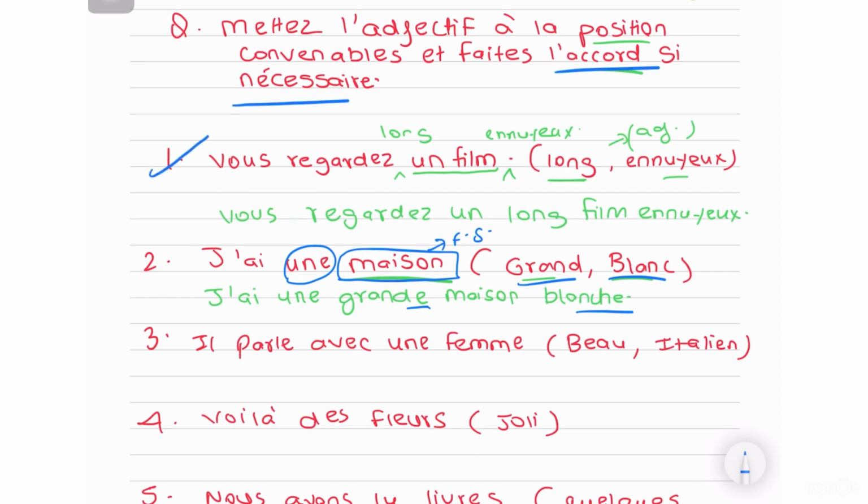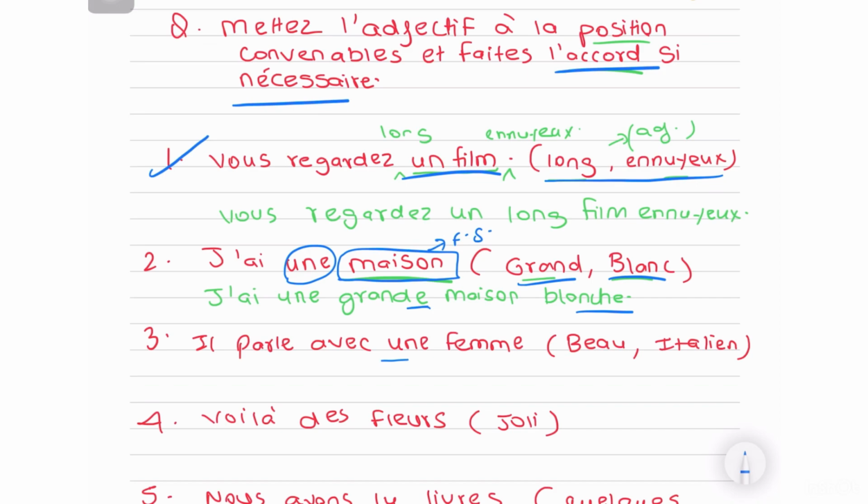In the first sentence, accordance was not necessary. Why? Because the adjectives given to you were masculine and the noun, that is the film, that was also masculine. But anytime if your noun is feminine or pluriel, then you'll have to change your adjective accordingly to fit in. Okay, so we're doing three things. First, we're identifying the noun. Second, we're choosing the position before or after. And third, we're doing the accordance.